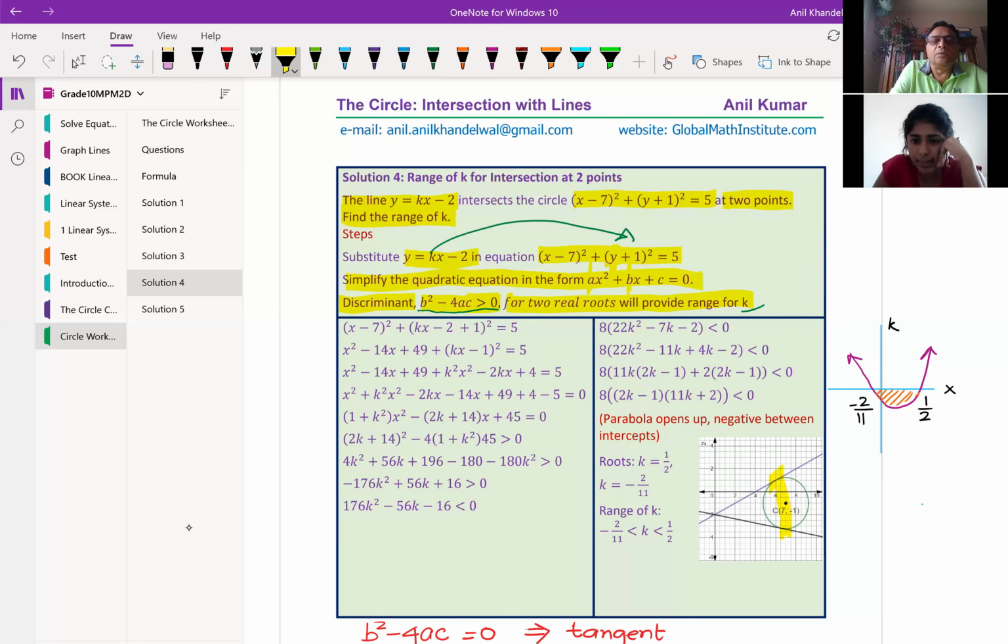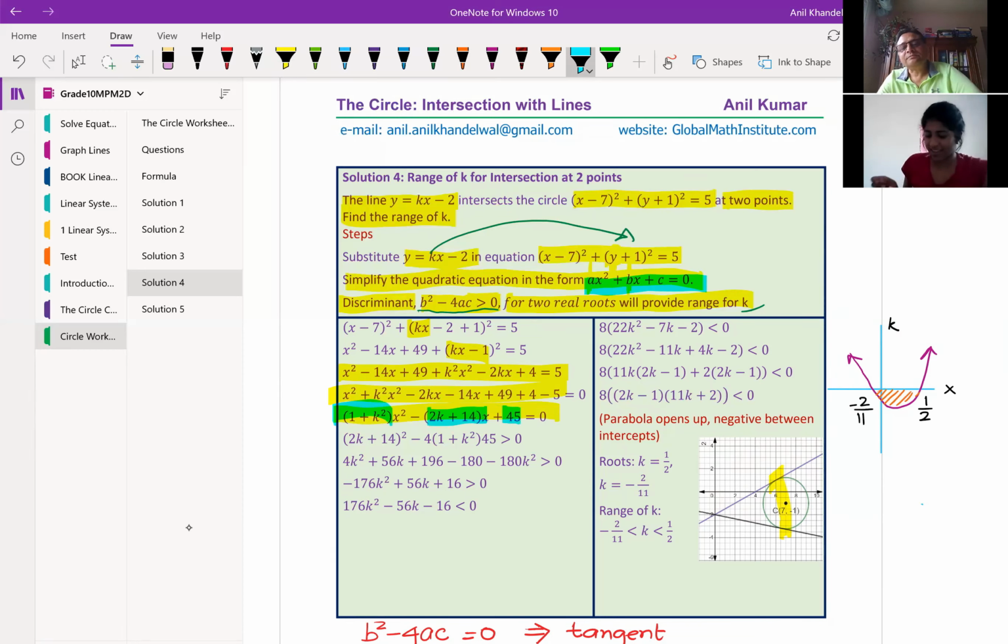I substituted this kx, simplified the terms, expanded, brought all the terms together, and came to an equation of this particular form. Do you see that part?